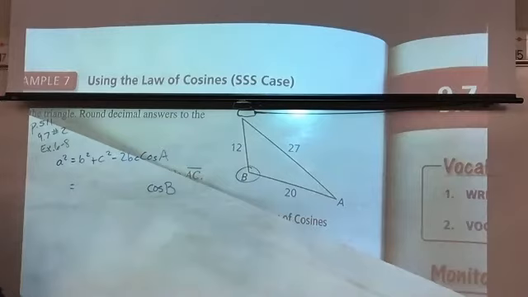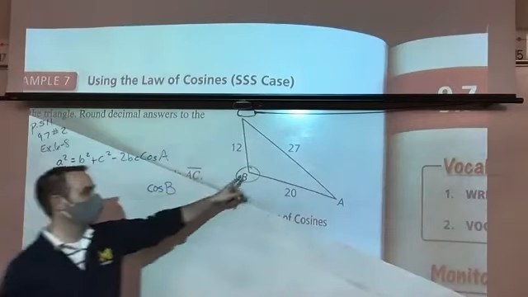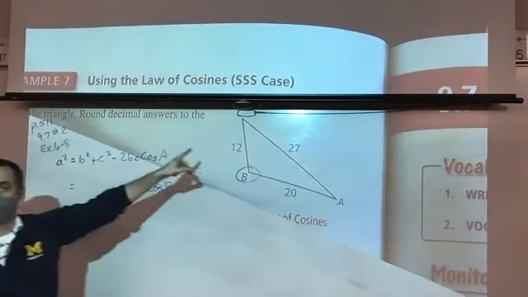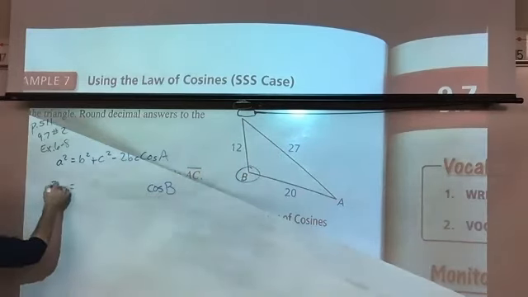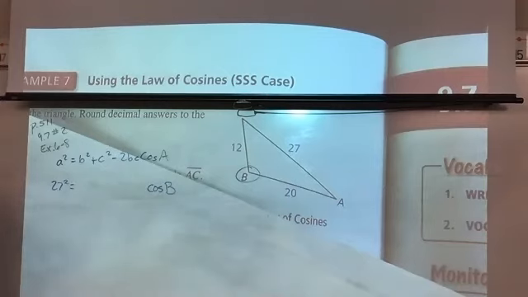All right, so the most important part here is knowing which of those sides is going to go by itself over here. What side is going to go by itself? Alex, what side is going to go by itself? 27. Because that's the side that's across from the angle we're looking for. Okay, so the 27 squared is going to be by itself. Now the other two, we can fit in here.